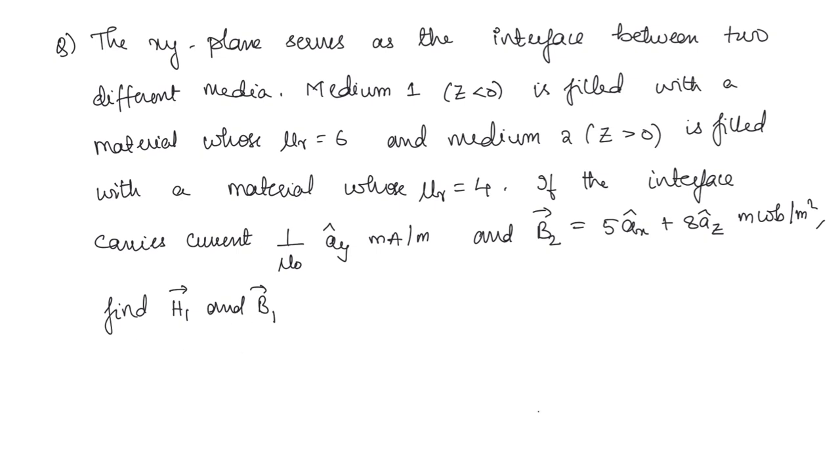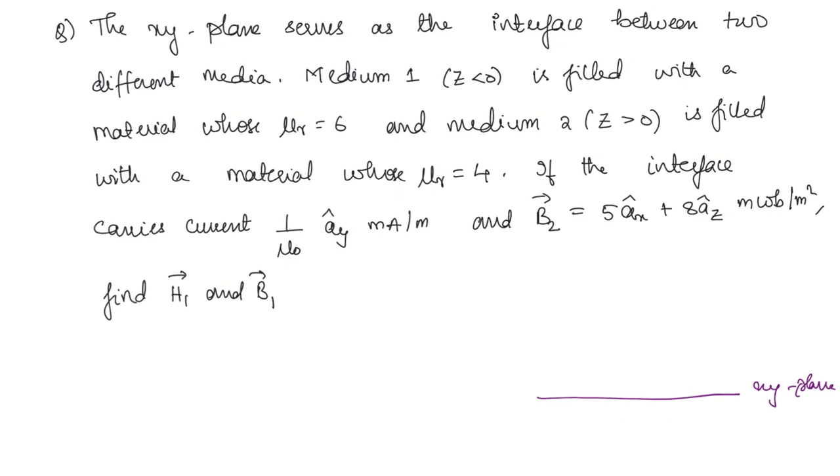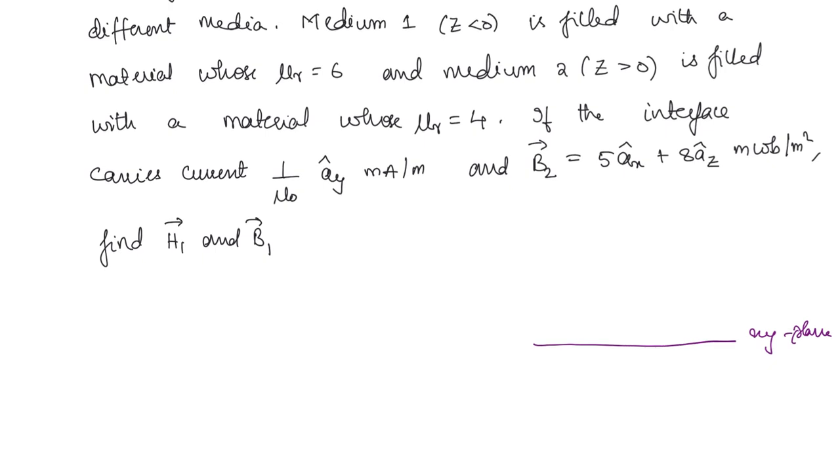Here what is given? Let's say this is the xy plane, acting as the boundary between two regions. For z less than 0, there is medium 1. This will be the z axis, right? So z less than 0 is the bottom part. So this is region 1. And what is the relative permeability that is given here? Mu r1 is equal to 6.